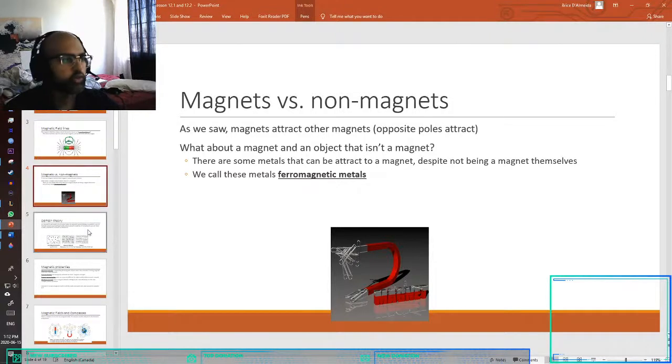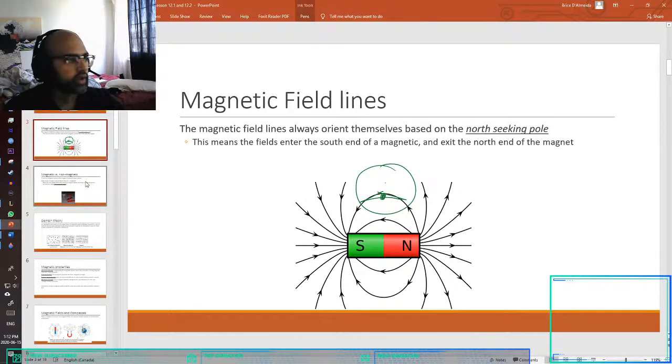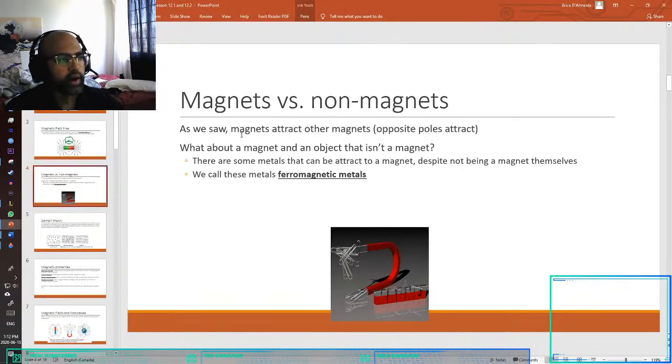Let's describe a few things. Magnets versus non-magnets. As we saw, magnets can attract other magnets. Opposite poles attract. So north attracts the south. Another thing... actually, no, we're getting into that later.